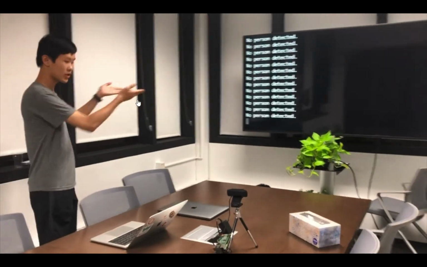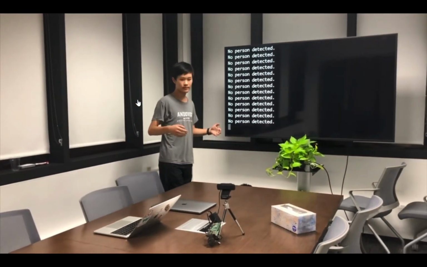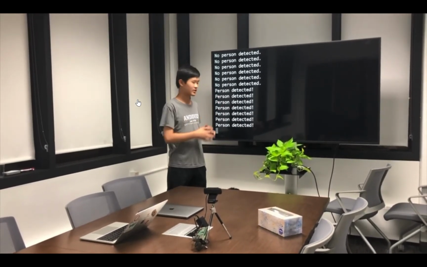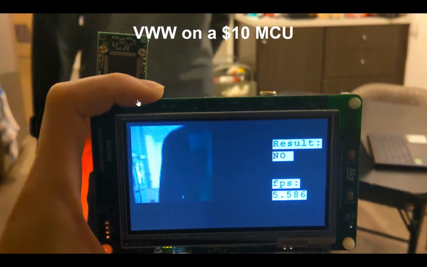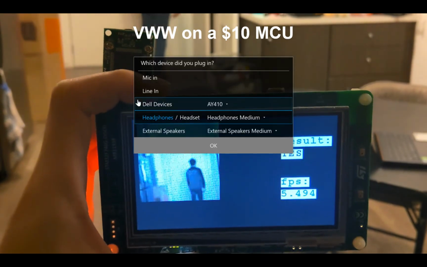So here is a demo of our solution on Raspberry Pi 4. So here is another demo on a $10 microcontroller unit. So we will bring these demos to today's demo session.